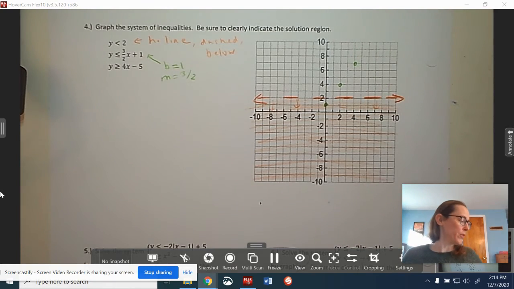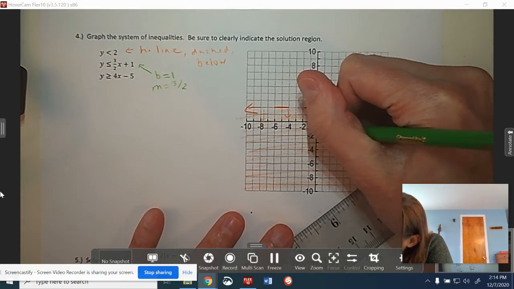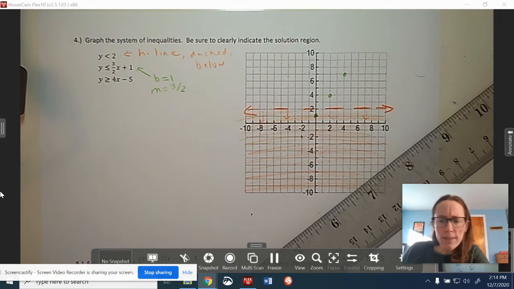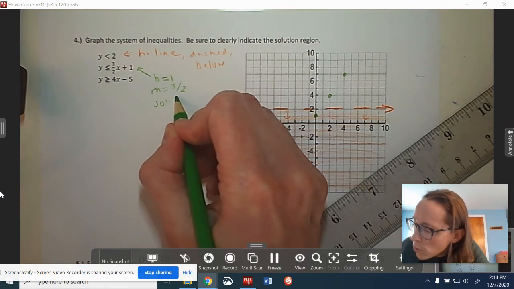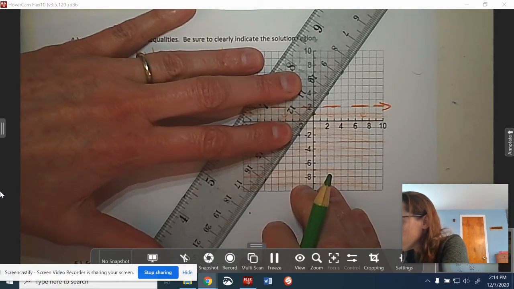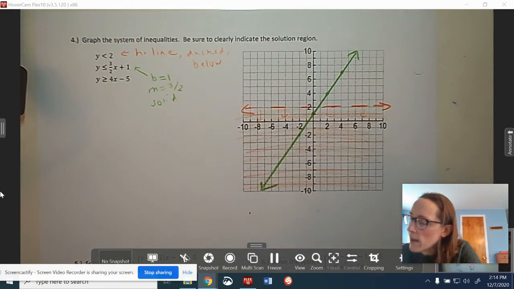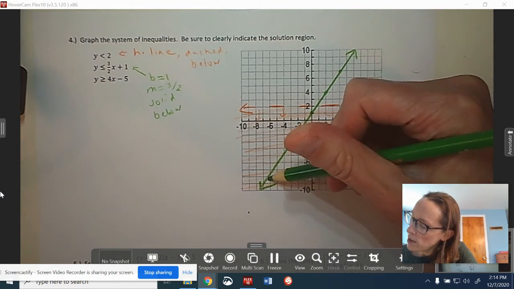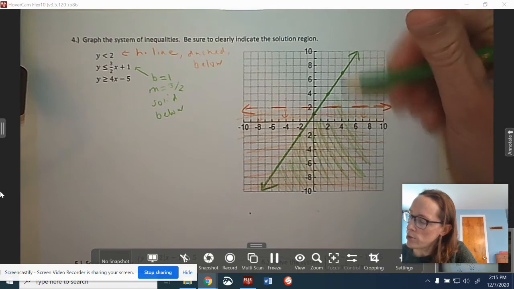Let me grab a straight edge for that. Okay, you know what? Let me go down 3, left 2, just for more points. And when I do this, is that going to be solid or dashed? It has the or equal to, so you want it to be solid. And then we want to shade below. So below is here. So if we only had 2, this overlapping part would be the solution.